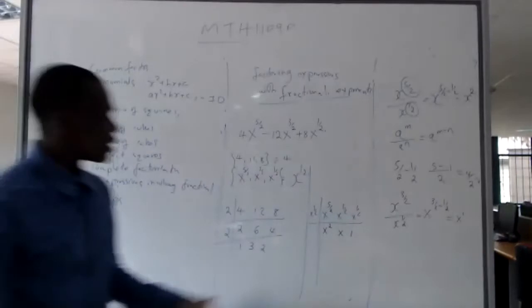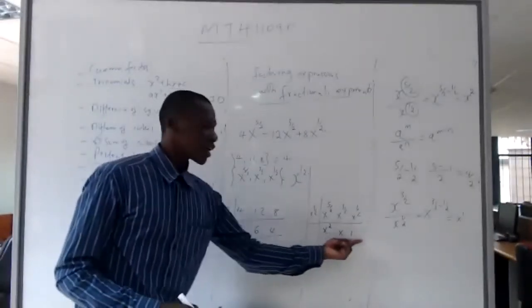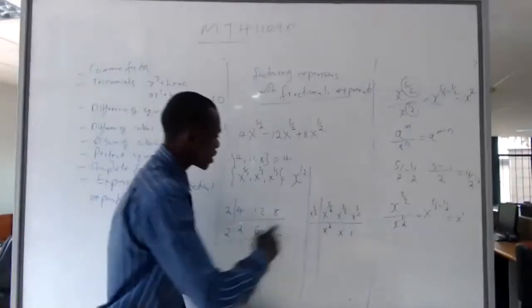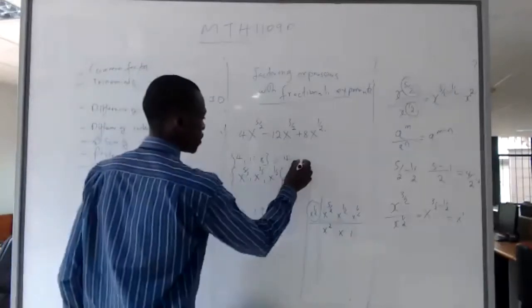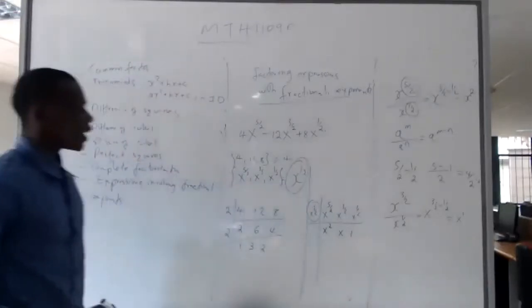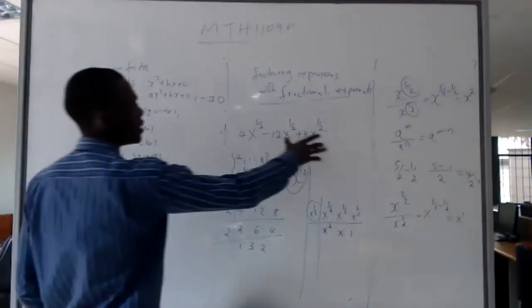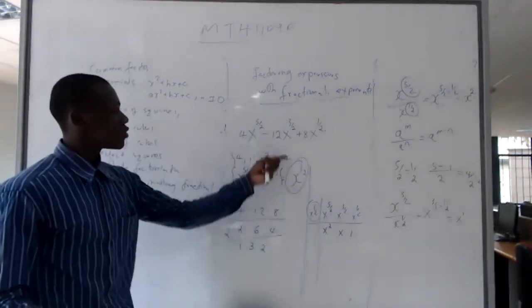So at this stage, there is no other common factor in the remaining terms, x squared, x, and 1. So your GCD is just x power a half. That's why I picked the GCD in this case to be x power a half. So now, the common factor in the entire expression will be the product of these two factors.